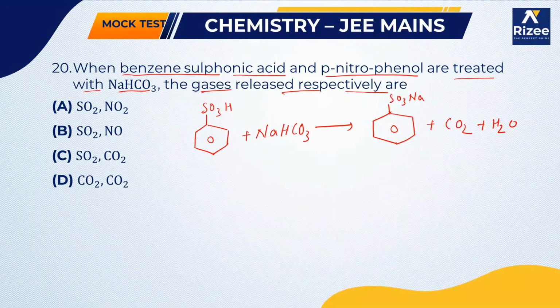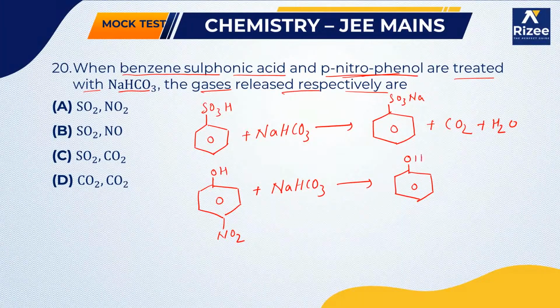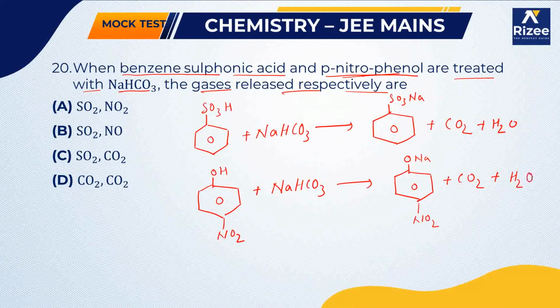Okay. Next, what is given? Paranitrophenol. This is the OH group and NO2 at the para position, in the presence of sodium bicarbonate. So what you will get? The sodium phenoxide, with the nitro group, plus CO2 and H2O, the same thing here. Here CO2 will be in the gaseous form and H2O will be in the aqueous form. Here also CO2 in the gaseous form and H2O in the aqueous form.